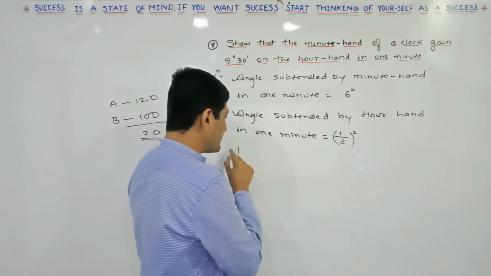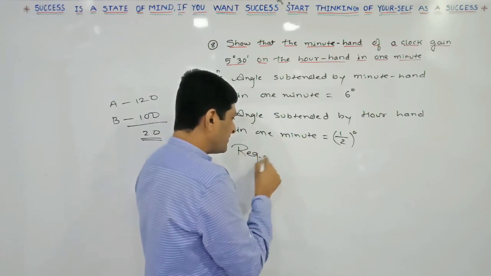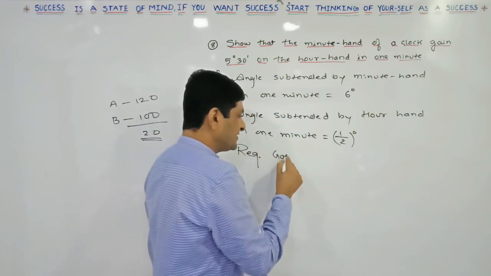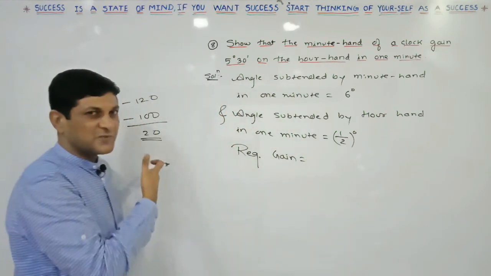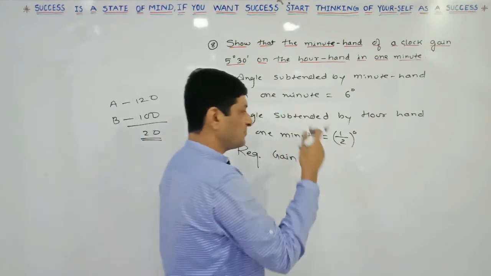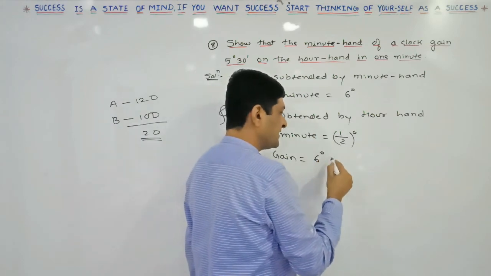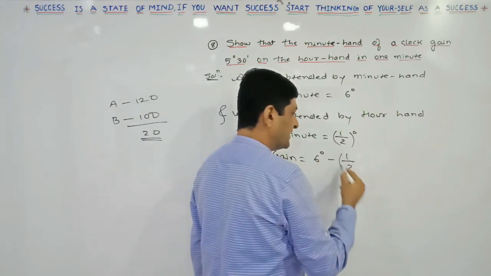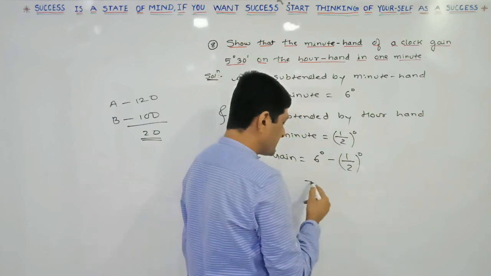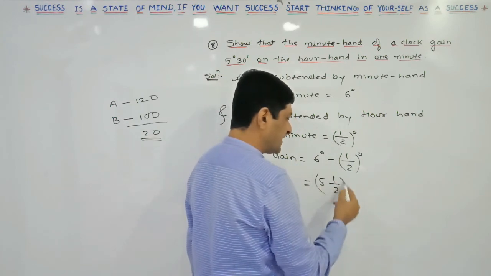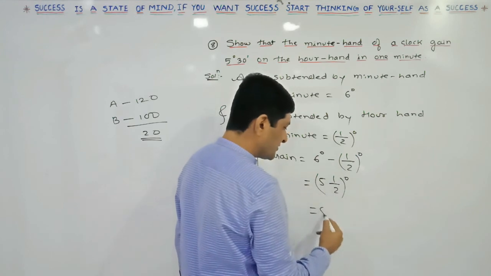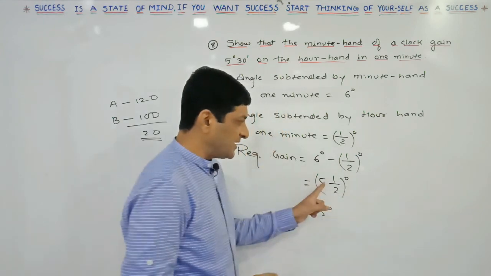So to find out required gain, just now we are seeing here, we have to find out the difference. So the difference of these two values, 6 degree minus half degree, will be equal to 5 and half degree, so which can be written as 5 degree. 5 degree, keep it as it is.